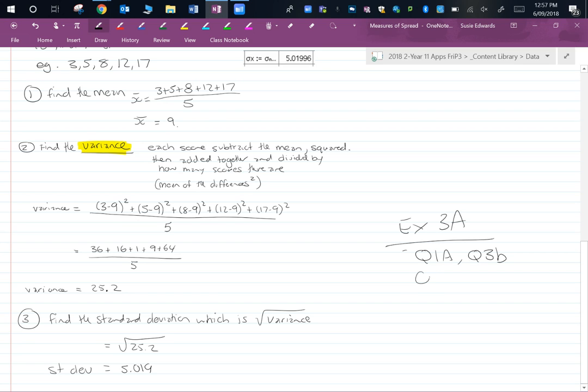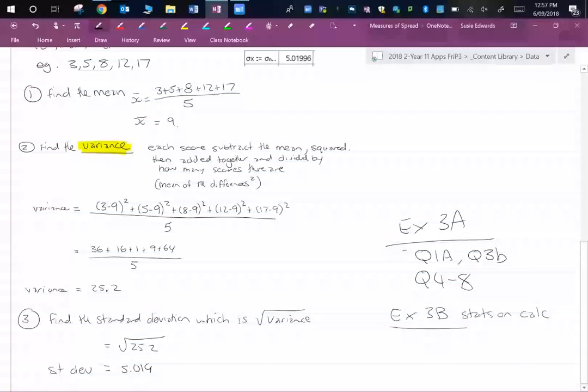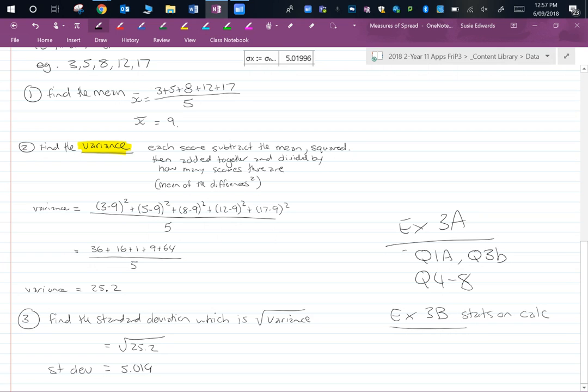Question 4 to 8 are like those dot plot ones where you need to say which one has a higher or lower standard deviation. You don't have to actually work out the standard deviation. And then exercise 3B, you can use the stat function on your calculator. They're just like which one has a higher standard deviation, etc. Exercise 3B, I'd like you to go through as many as you can of exercise questions 1 to 14, every second question. You're not going to get through them all today, but just give it a try. Any questions?